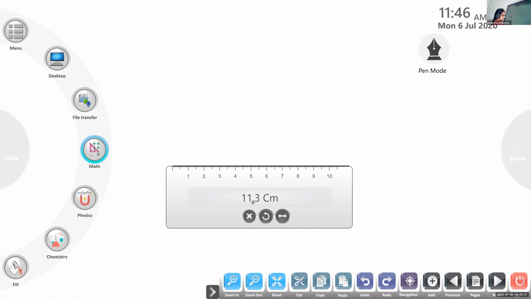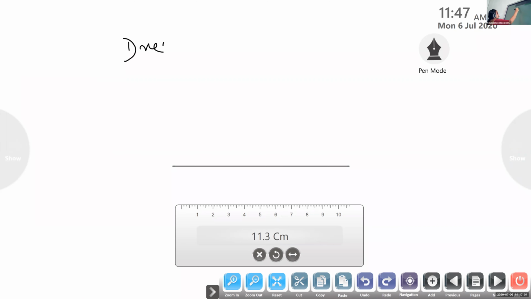Okay, and you write a question. Represent 1/3 on the number line. This is the question: Represent 1/3 on the number line.